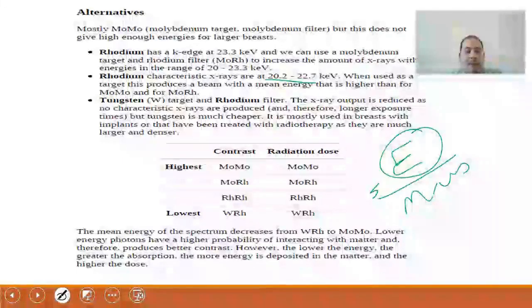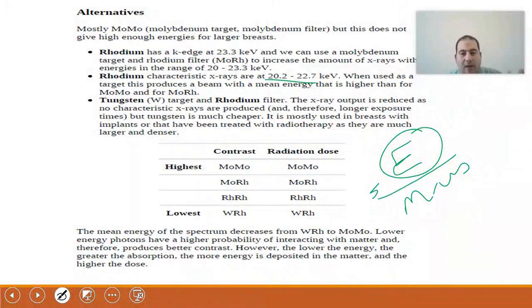They also use something specific if the patient has an implant in the breast, which is tungsten. Tungsten targets produce the primary X-ray, and with this low kilovolt, you won't produce characteristic radiation. At that time, they use tungsten with rhodium, and this results in lower contrast and lower dose. However, it is used in cases where implants are present in the breast.